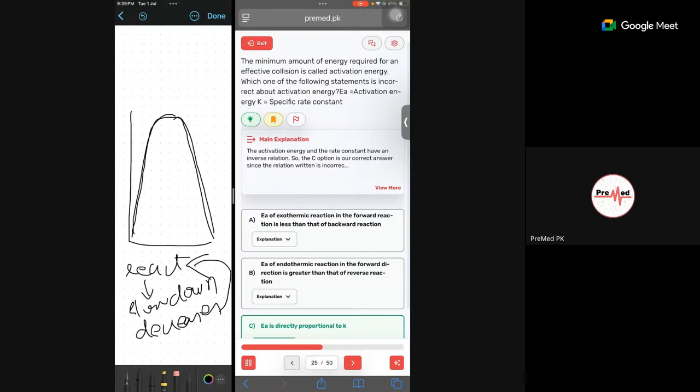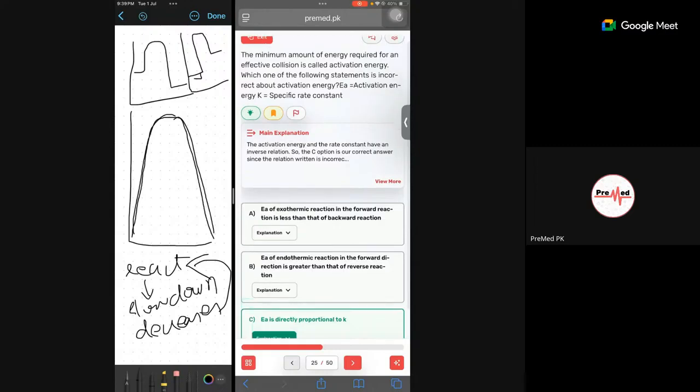There's this whole diagram where we see how the rate of products is increased and the rate of reactants is decreased. And in the latter, we see that the number of products is increasing and reactants are decreasing. So these are exothermic and endothermic reactions. So these two are not the answers. Coming on to the next one.